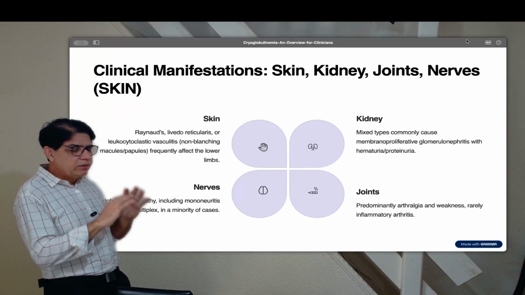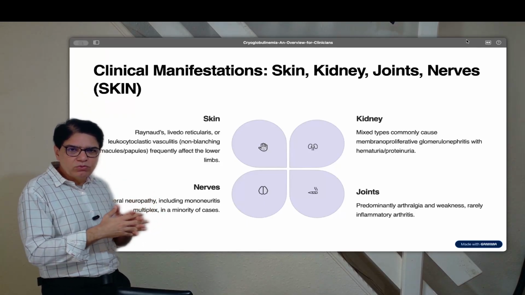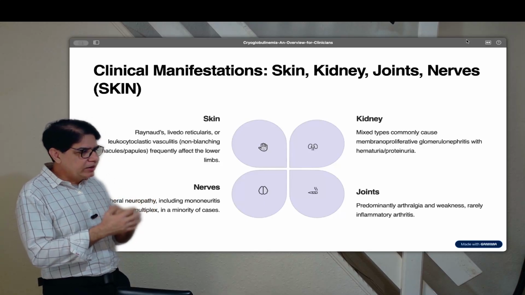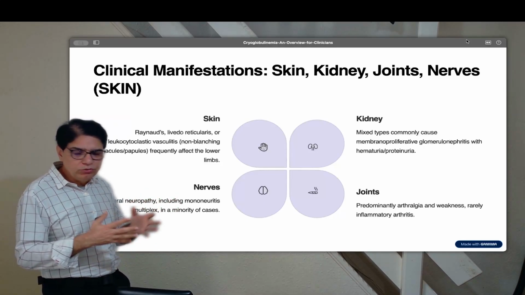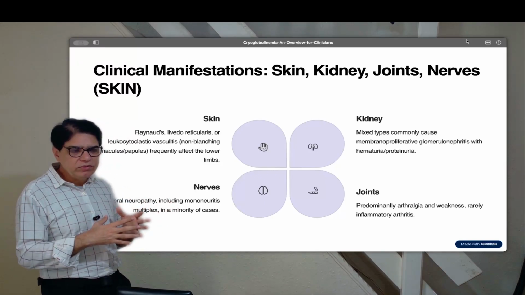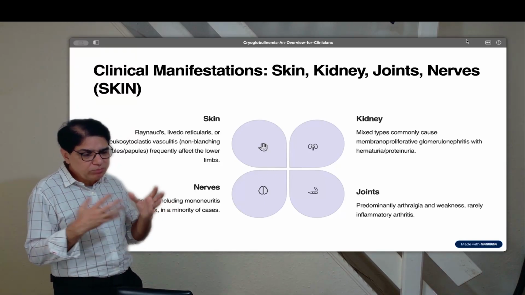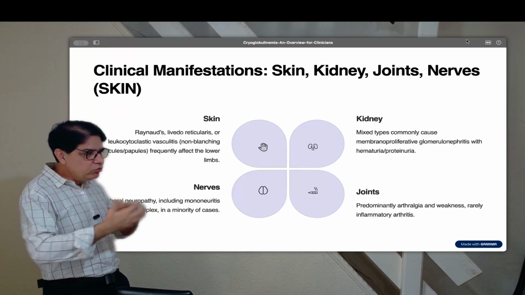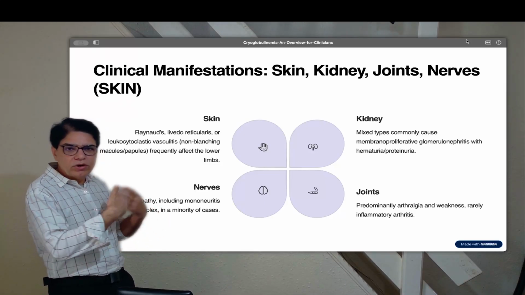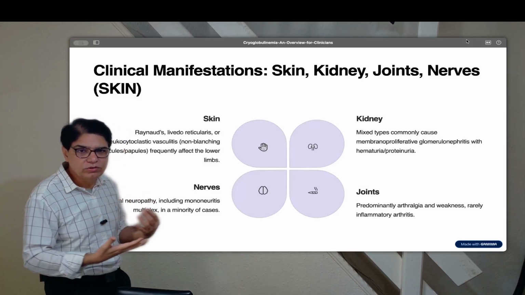It can also get deposited in the kidneys, where it would cause glomerulonephritis, and that can lead to hematuria and proteinuria. And if the kidney is involved, then we have to treat it, because kidneys are an important organ of the body, and if kidneys are involved, then it can lead to an acute kidney injury or a chronic kidney injury, which can have long-term consequences for the patient.